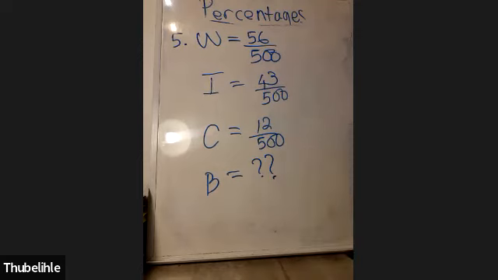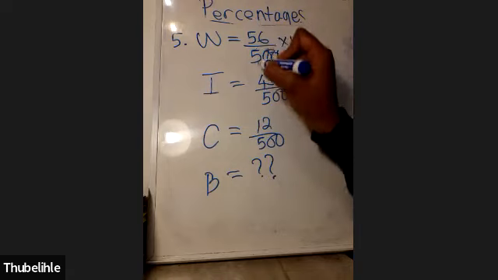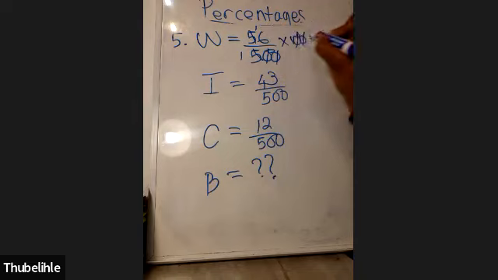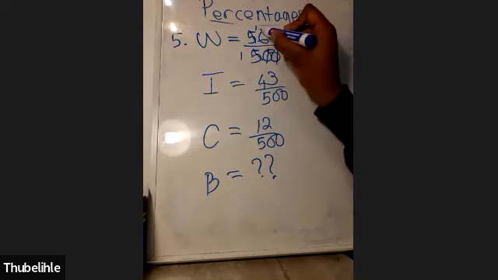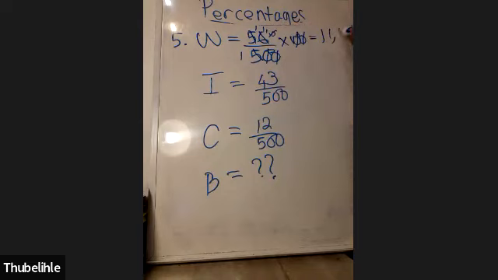Okay, let's do that. So we have 56 over 500 times 100. Can cancel out these 2 zeros. And then we have 5 into 56. 5 into 5 is 1. 5 into 6 is also 1. Remainder 1. 5 into 10 is 2. So this is 11.2%. Okay.